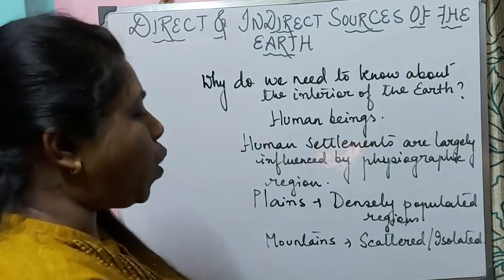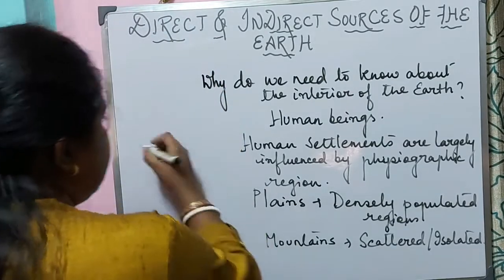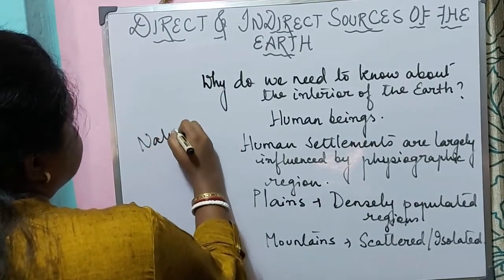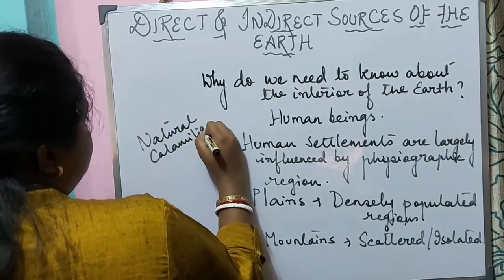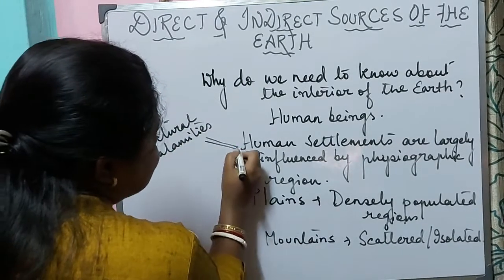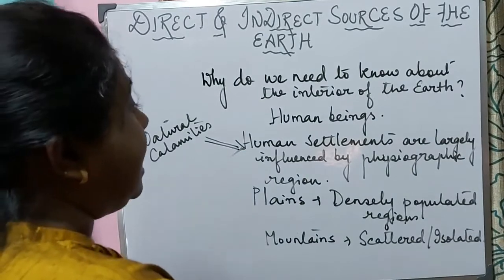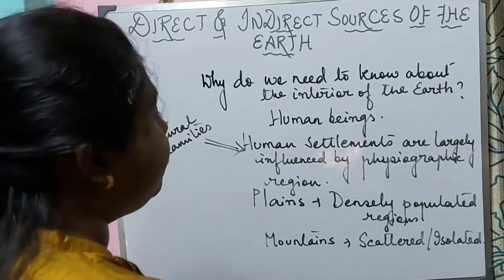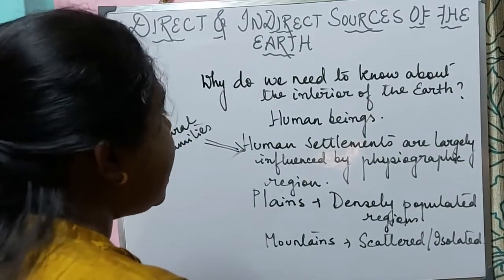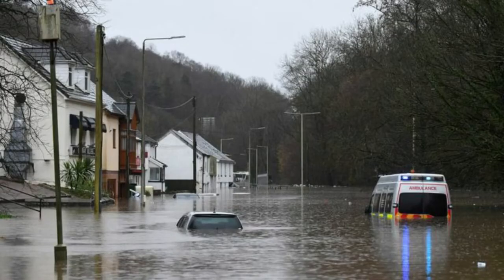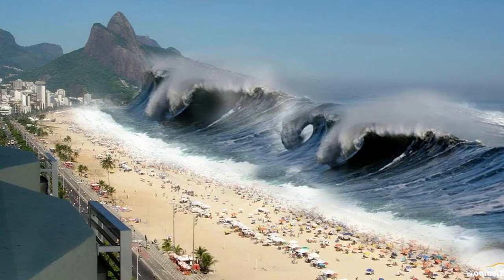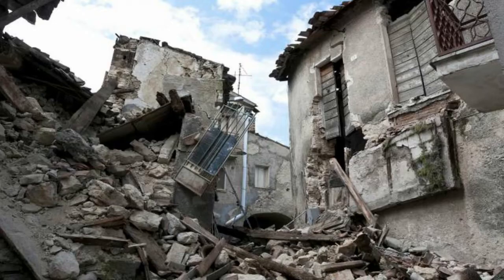Now, it is very important for us to understand the natural calamities which will affect the human settlements, which will lead to destruction of their livelihoods and also of their settlements and their properties, like the flood, tsunami, earthquake.